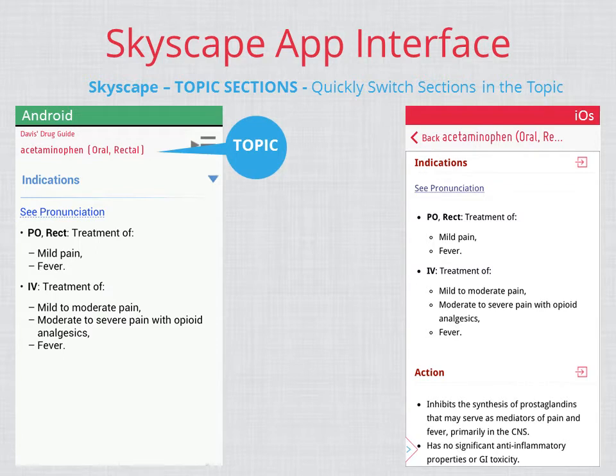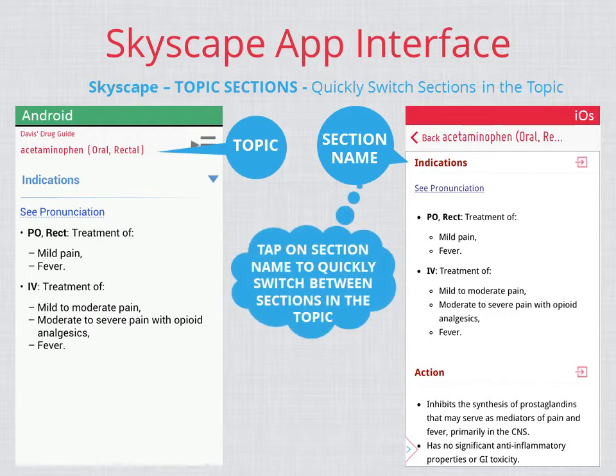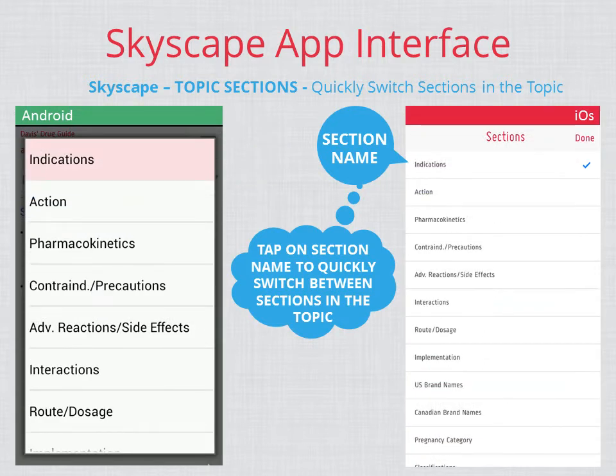You may notice that I am looking at the indications section of Tylenol. Each topic has different sections and these sections can be accessed by tapping on the Sections button. When you tap on the Section button, you are given a list of sections to choose from for that topic. Let's choose the route and dosage section and take a look at the route and dosage information for this drug.